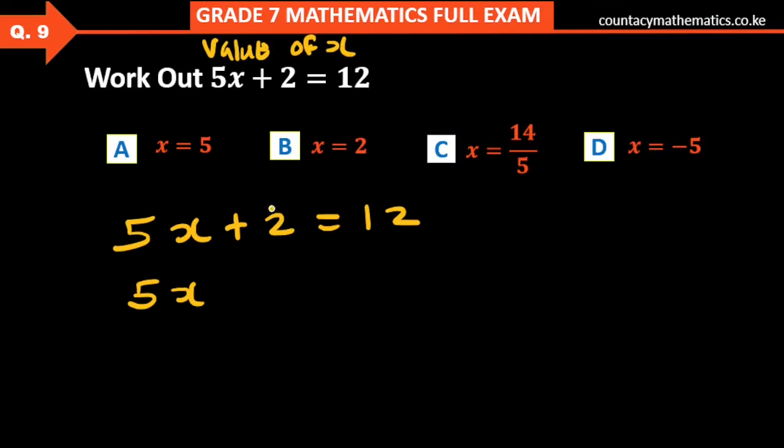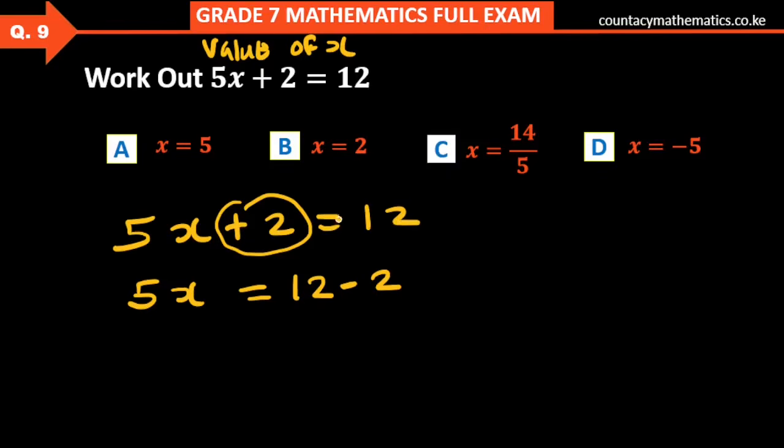So if we subtract 2 from this side, we are going to get 5x. But on the other side, if we subtract 2, we are going to have 12 minus 2. That is why I usually say that if this plus 2 crosses the equal sign, it changes from a positive sign to a negative sign. So that is an explanation of subtracting 2 on both the right and the left hand side.